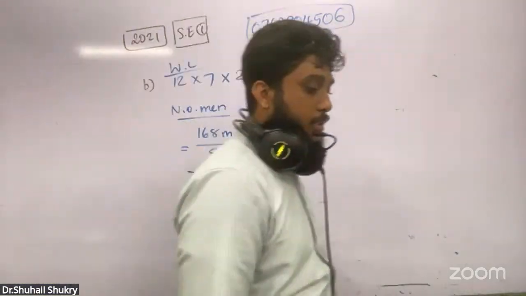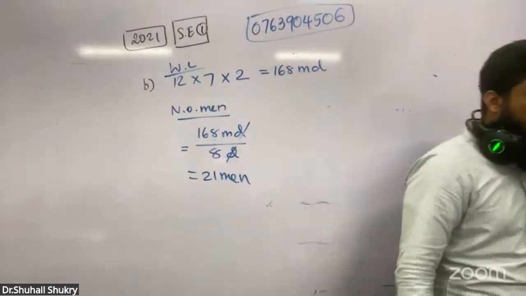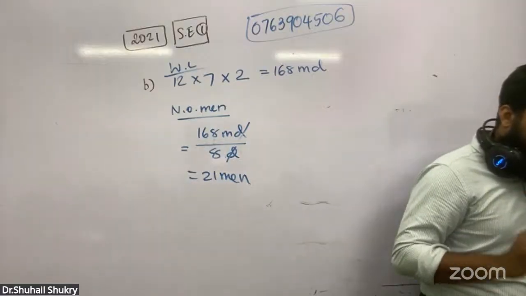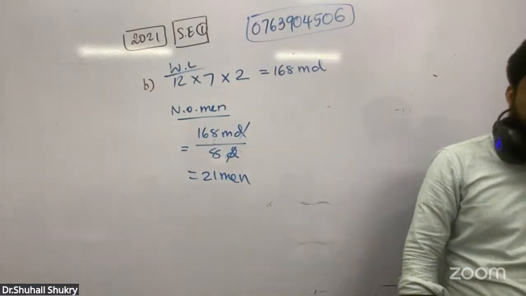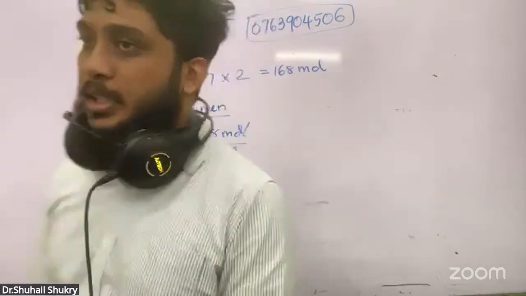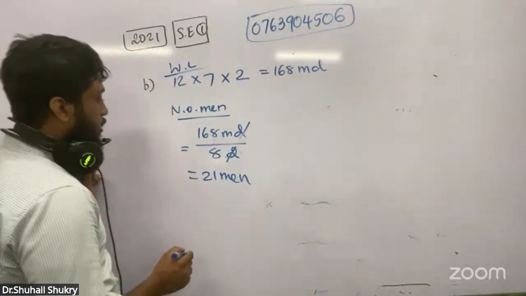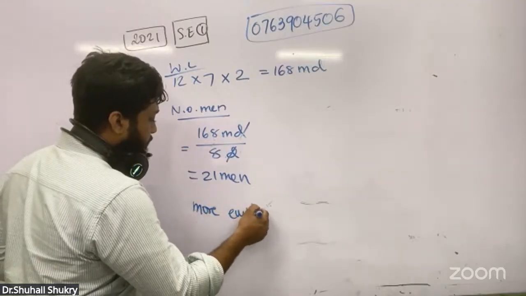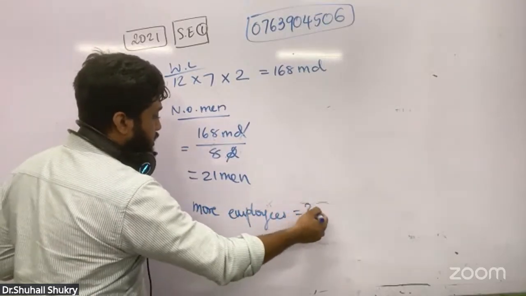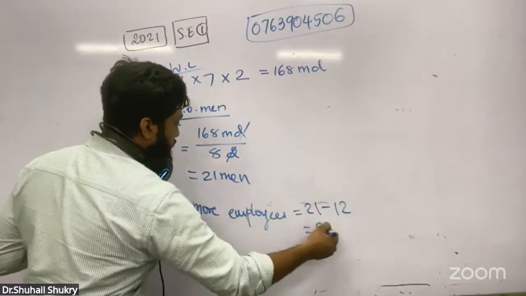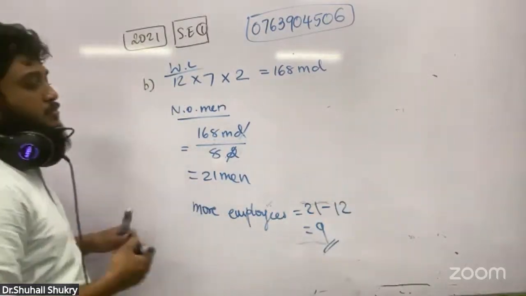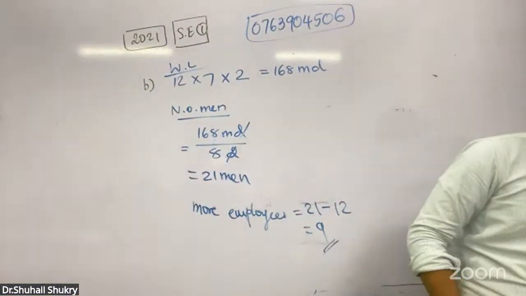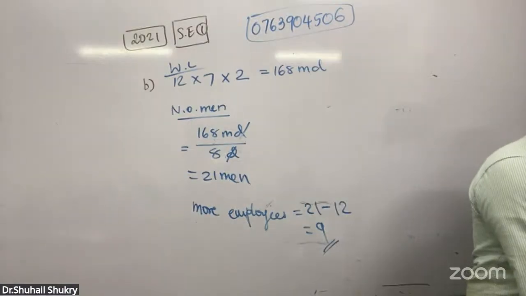But what they have asked, they didn't ask for the men. They have asked how many more men, how many more such employees. At the moment, how many people are working, guys? 12, right? 12 employees are working. So more employees: 21 minus 12. The answer is 9. So understand, they have asked a very small amount.